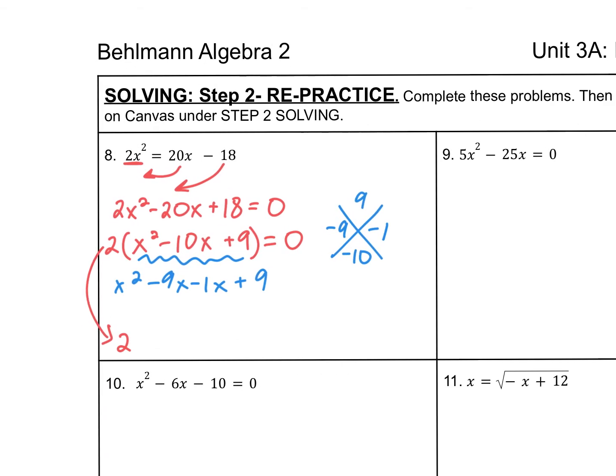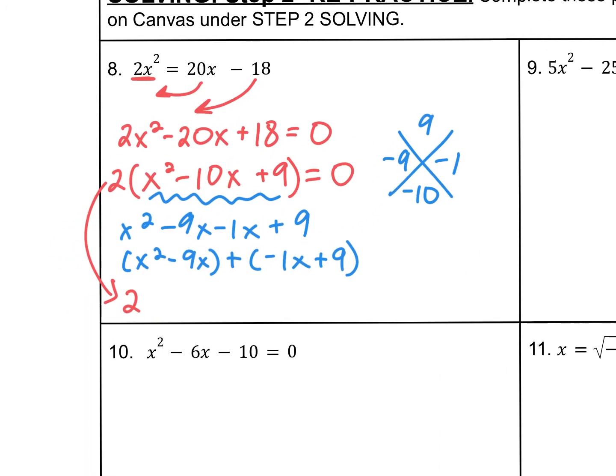We want to group. So we got x squared minus 9x together, plus sign, negative 1x plus 9. Kind of running out of room. X squared minus 9x, they both have an x. When I take that out, I'm left with x minus 9. The next two, negative 1x and 9. Leading term is negative. They both just have a 1, so I'll take out a negative 1. That makes the inside x minus 9. Perfect.